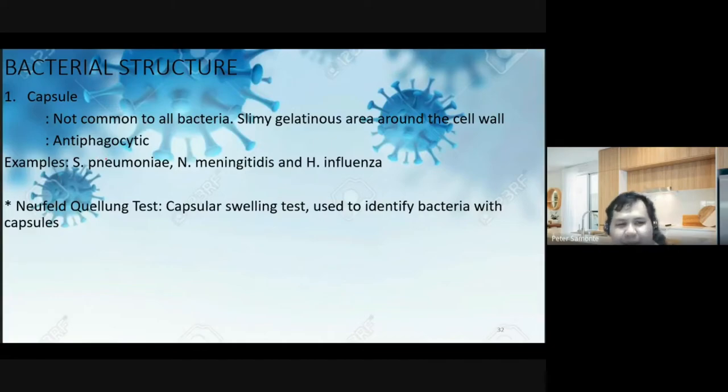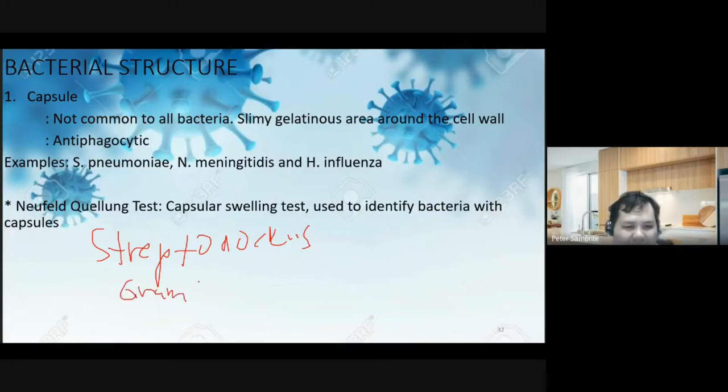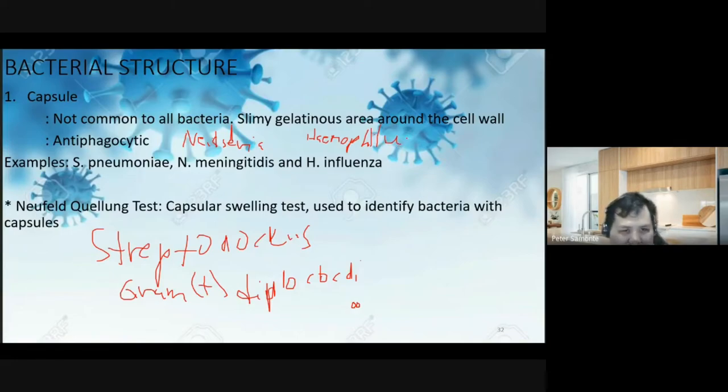Now, an example, class, of bacteria with capsule would be your Streptococcus pneumoniae. Now, your Streptococcus pneumoniae, class, this is a gram-positive diplococci. So when you say diplococci, class, pairs. So dalawang cocci. And another one would be your Neisseria meningitidis and your Haemophilus influenzae. Now, these three types of organisms are examples of bacteria with capsule.